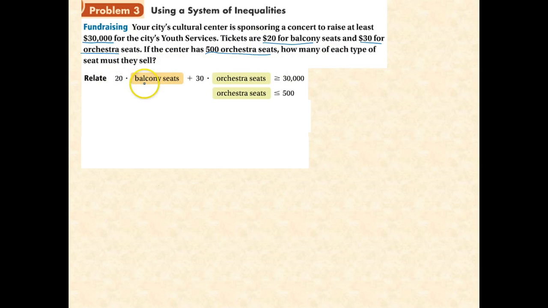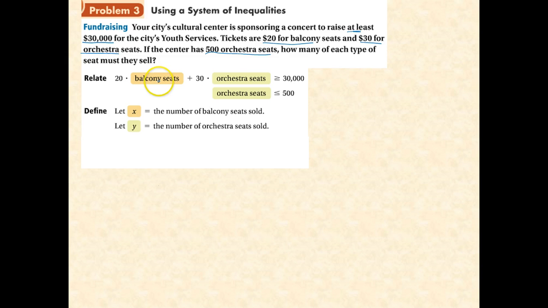So $20 times the number of balcony seats plus $30 times the number of orchestra seats has to be greater than or equal to 30,000, since they want to raise at least $30,000. And the center has 500 orchestra seats, so the number of orchestra seats has to be less than or equal to 500. So if we let x be balcony seats and y be orchestra seats, we get this system: 20x plus 30y greater than or equal to 30,000, and y less than or equal to 500.